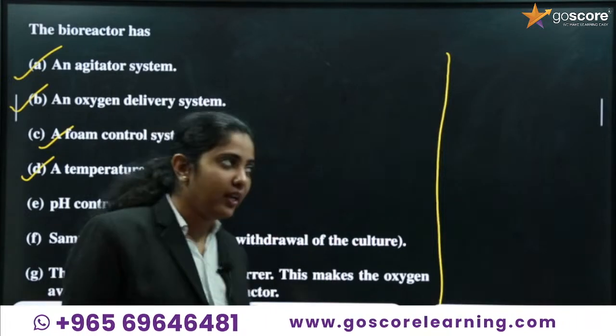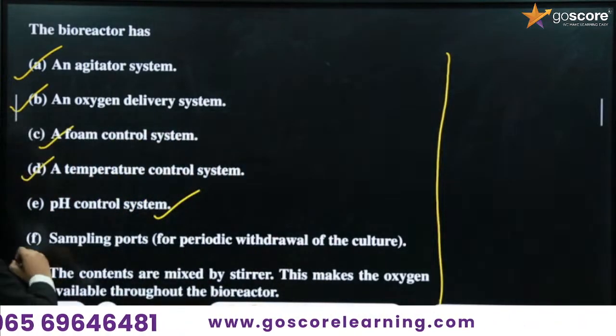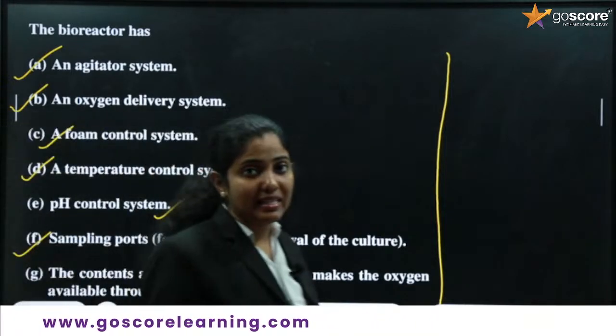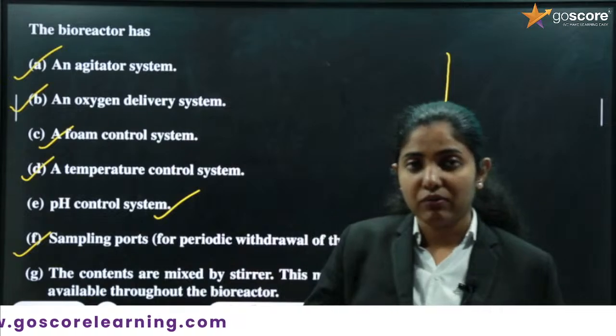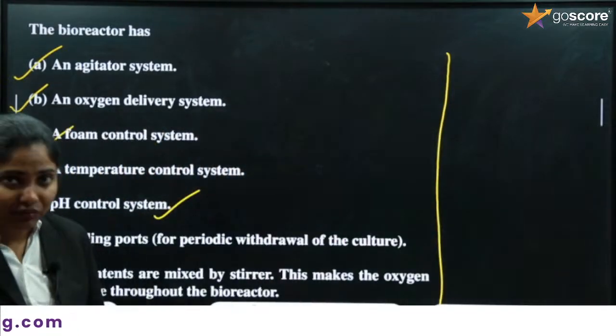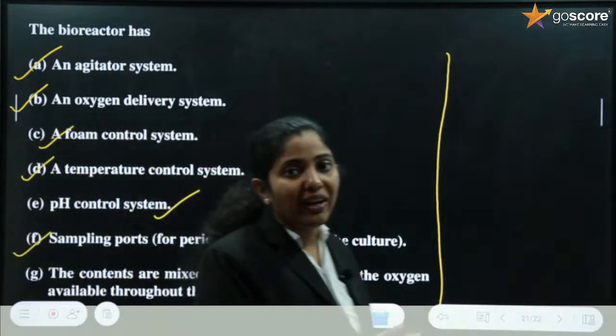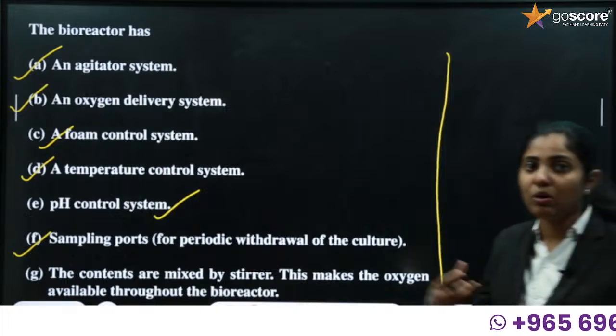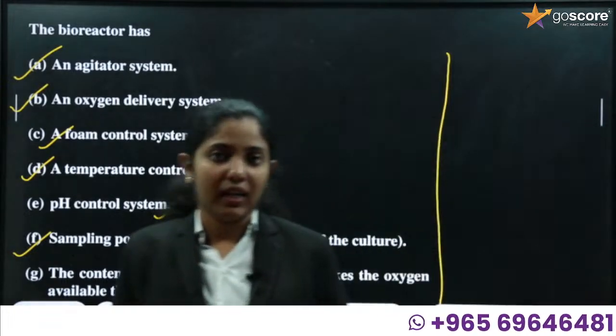Okay, so next, what is the next process? Sampling ports, for periodic withdrawal of the culture. In between, we have to check whether it is converting or has been converted or not. For that, what are we using? We are using sampling ports. Through the sampling ports, a small part of the sample will be taken out.